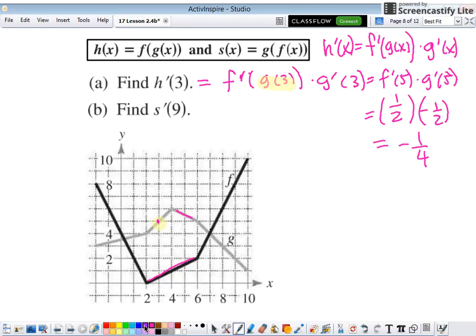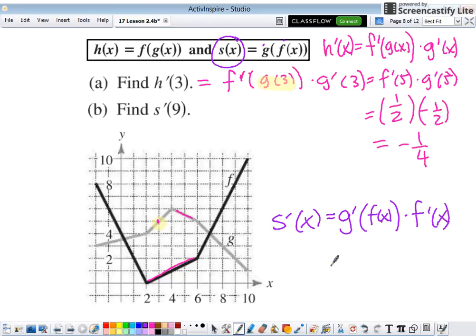Okay, for the next one, s prime of 9. Notice that s of x is g of f of x. So the derivative of s will be the derivative of the outside with the inside left alone times the derivative of the inside. So g and f have switched. Now I'm going to try and find s prime of 9. So g prime of f of 9 times f prime of 9.